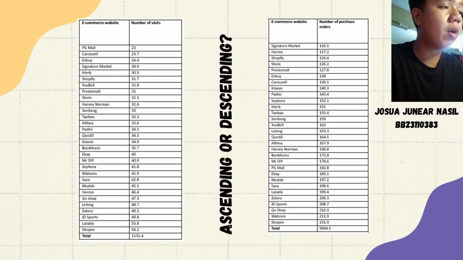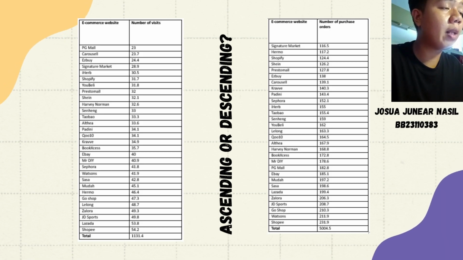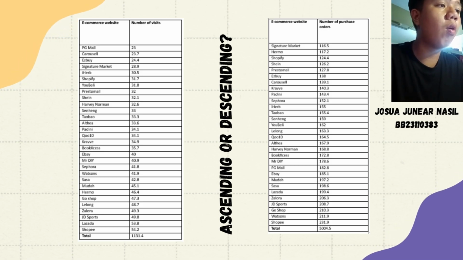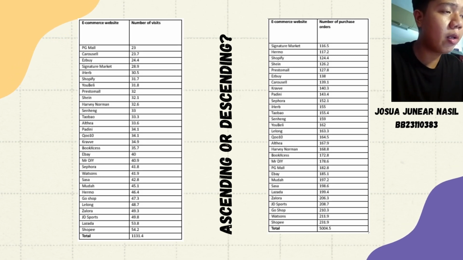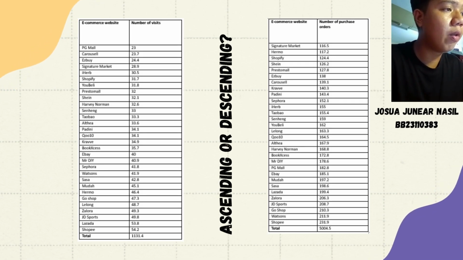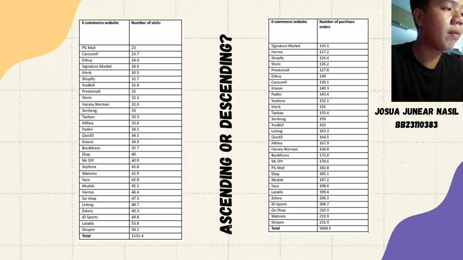The question is ascending or descending. So the answer is ascending. Why? Because on the top of the data, the number of visits and also the number of purchase orders are showing the smallest values. But if you slowly scroll down, you can see all the numbers are growing. So the bottom of the data shows the maximum value for each data.